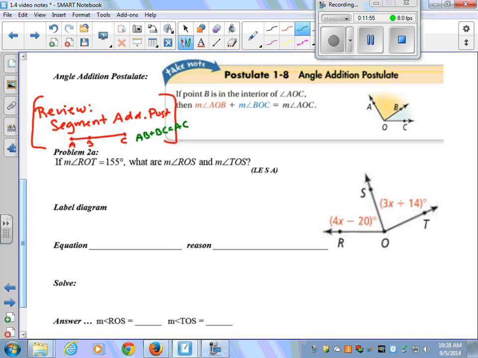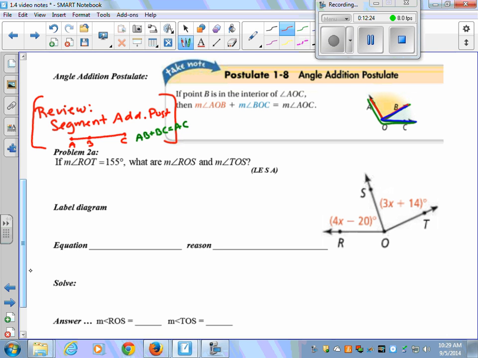Well, with the angle addition postulate, it's a very similar idea. If you have a big angle that's broken into separate littler angles, then the measure of angle AOB, which is here, plus the measure of angle BOC, which is here, equals the measure of the entire angle AOC, which is the entire big thing.